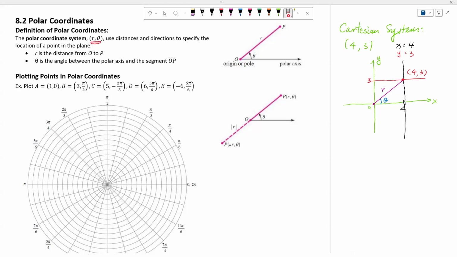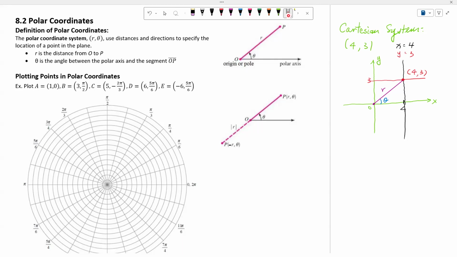So again, first we are using a distance from the origin to the point, which is the distance r. And then theta will be the angle from what we call the polar axis to the line that we have. So r will be the distance from the origin to the point P, and theta will be the angle between the polar axis and the segment OP.